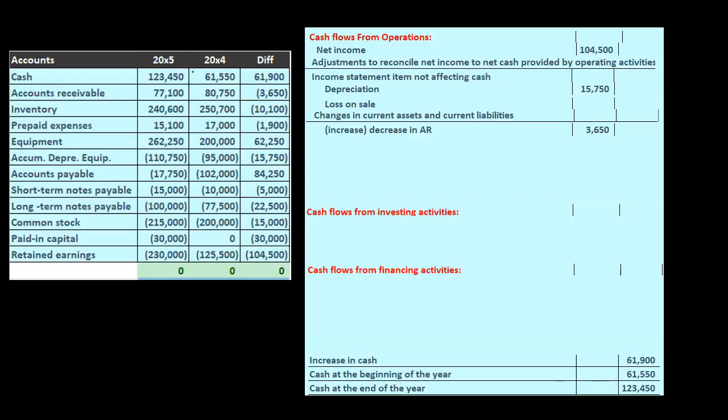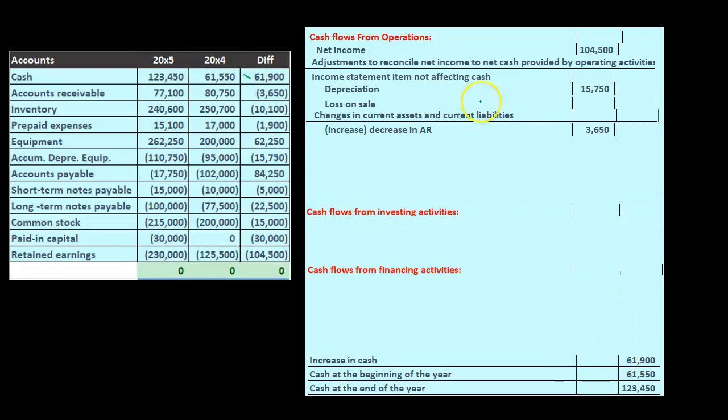So here is our worksheet. Here's what we have so far. We basically have a comparative balance sheet in trial balance type format where we have the current year, the prior year, and then the difference. Our goal is to find a home for all of these differences. Our in number that we're looking for is basically the $61,900 change in cash.